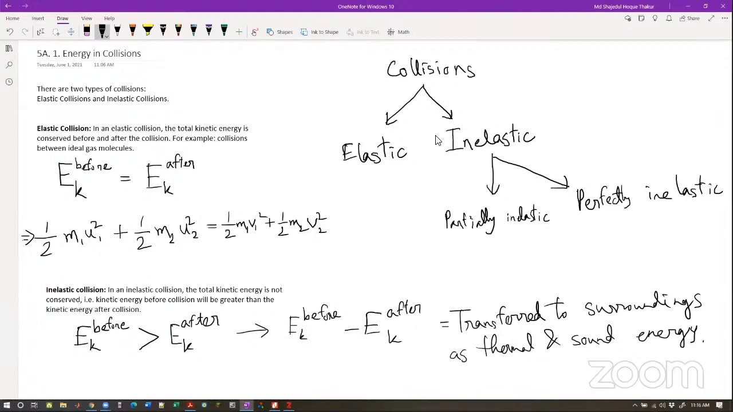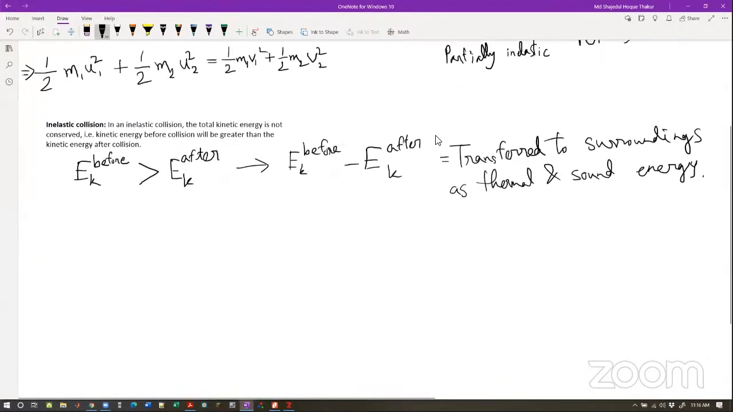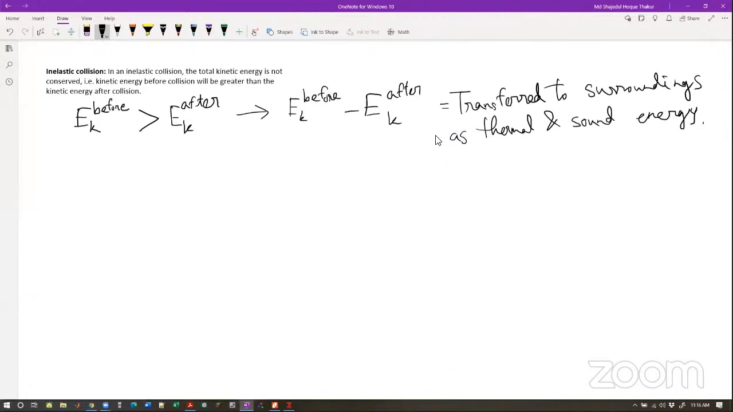Make sense? I understand that I may be typing really fast. Don't worry too much about it because ক্লাসের শেষে এটা PDF দিয়ে দিব Google Classroom. All right. Now that's inelastic collisions.